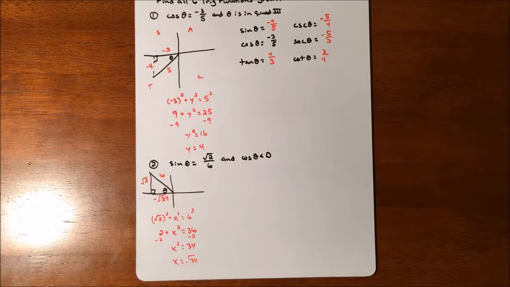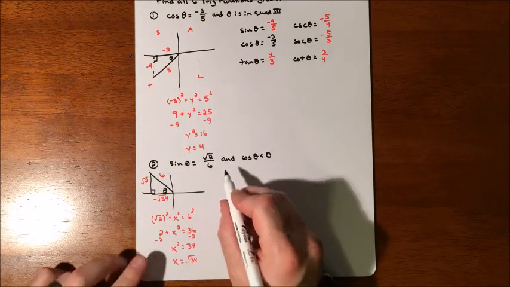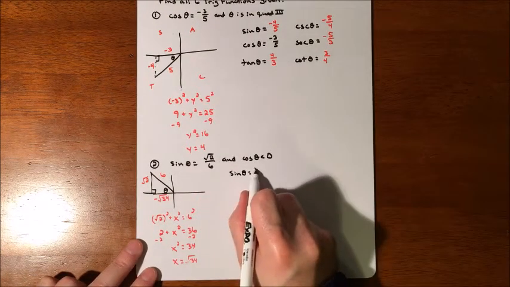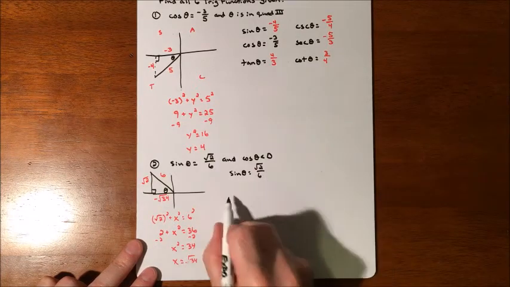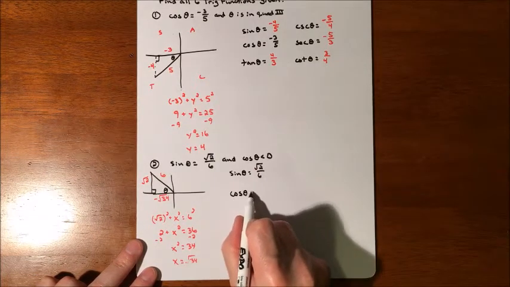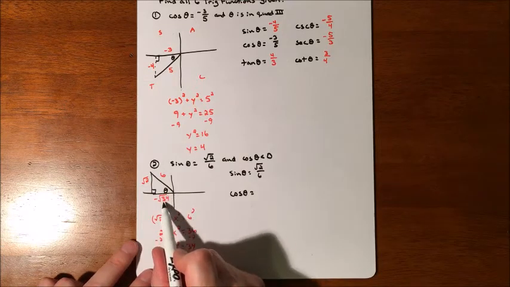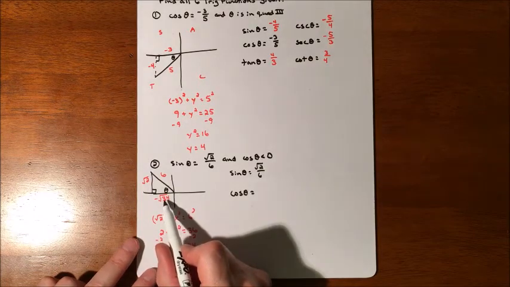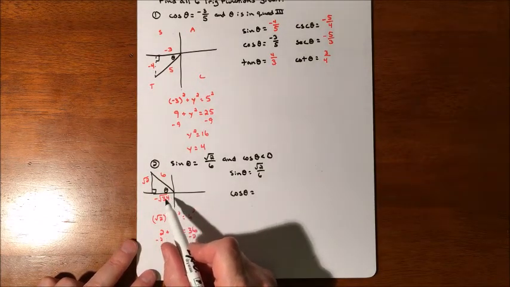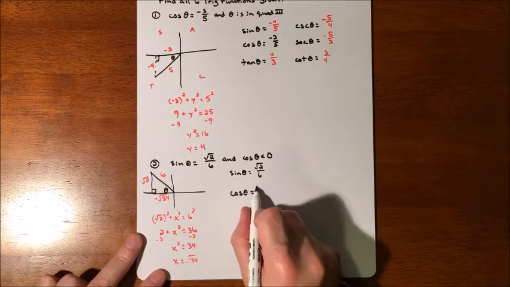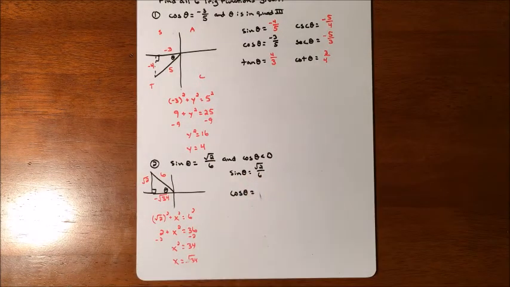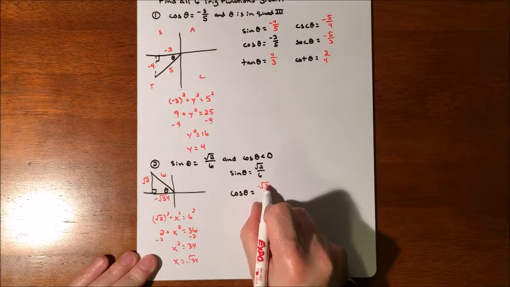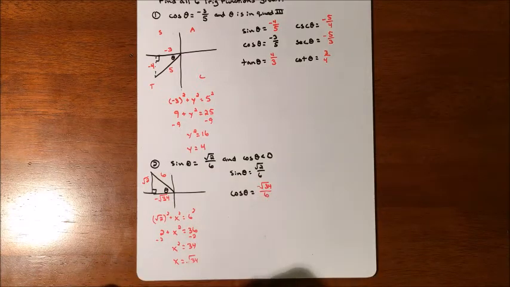All right, so let's do all of our pieces. We have everything we need. So sine of theta, we already knew, was root 2 over 6. Cosine of theta is going to be negative root 34 over 6. And 34 does not have any perfect squares that we would be able to simplify, so we don't have to worry about that. But that's going to be a negative root 34 over 6.